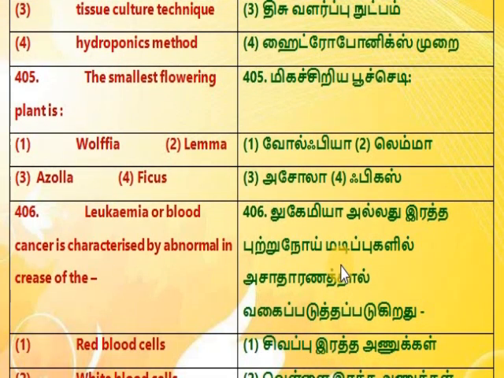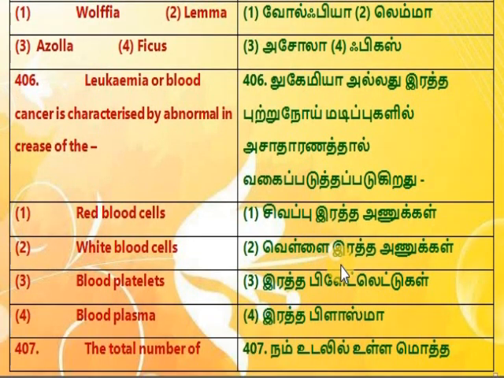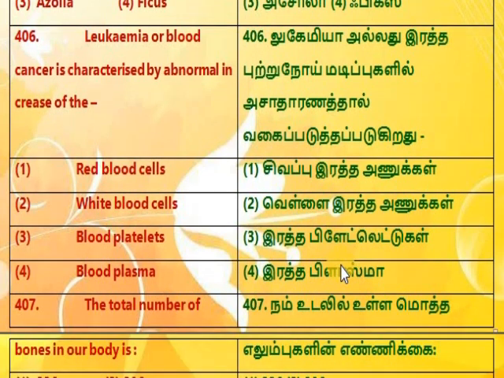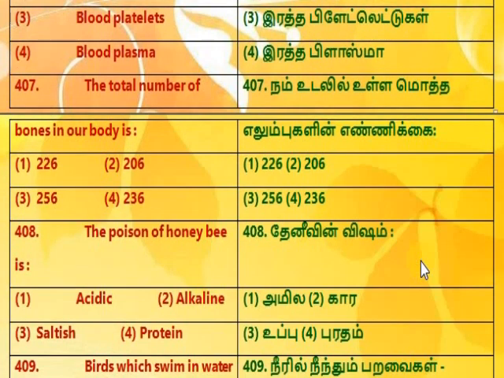405. The smallest flowering plant is 1. Wolffia. 2. Lemna. 3. Azolla. 4. Ficus. 406. Leukemia or blood cancer is characterized by abnormal increase of the 1. Red blood cells. 2. White blood cells. 3. Blood platelets. 4. Blood plasma. 407. The total number of bones in our body is 1. 226. 2. 206. 3. 256. 4.